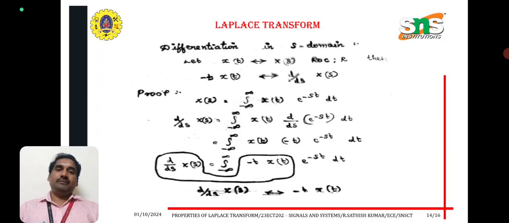Differentiation in the s domain: if x of t and X of s are a Laplace transform pair, then minus t into x of t is a Laplace transform pair with d by ds of X of s. We get this from the Laplace transform formula. While applying differentiation to X of s, we get d by ds of X of s is equal to minus t into x of t. Now combining these two terms, we get the differentiation property.